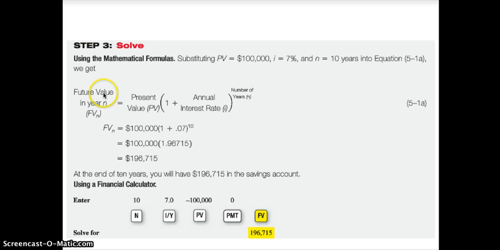It says here that the future value, which is unknown in this question, is the present value times 1 plus the annual rate of interest to the number of periods. It takes you through in the textbook that equation here, and it gives you the factor of 1.96715 right here, which you then would multiply by 100,000 to get to $196,715. That would be the answer. But how do we get the 1.96715 in case you don't know how to solve for that equation, which most of you, I'm sure, do.